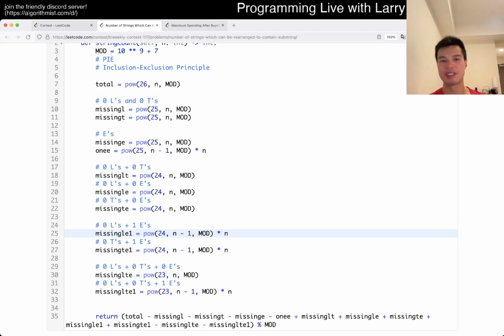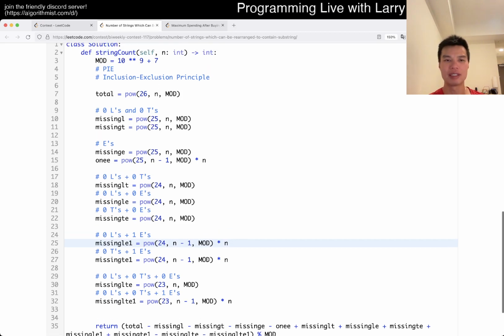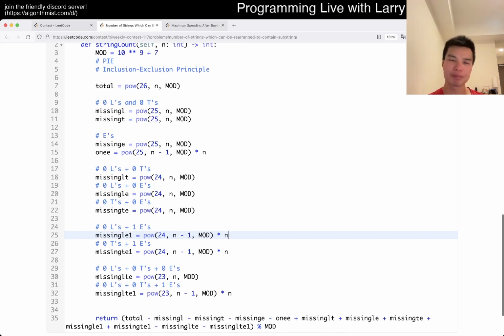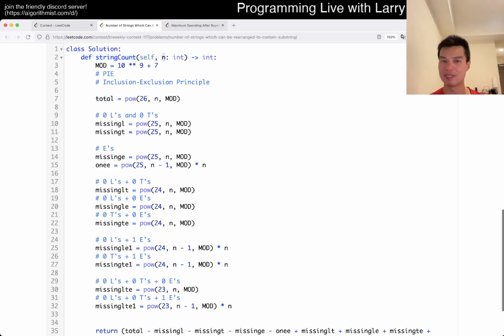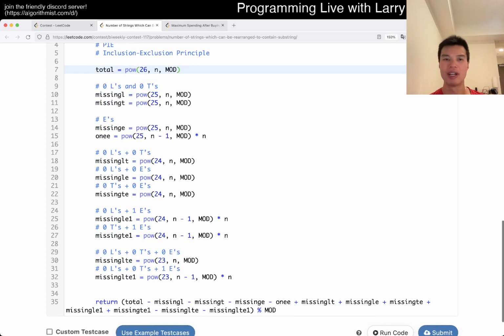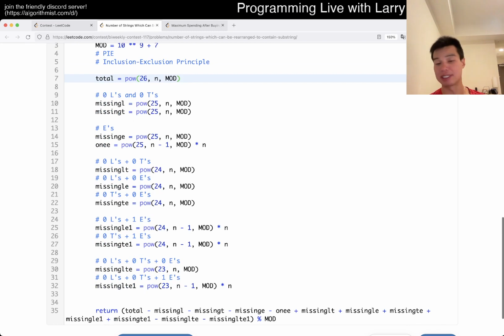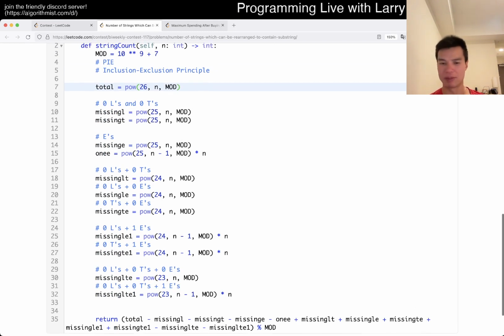Linear, because pow will do repeated doubling, which takes log of n time, and n has log n number of bits, so this is linear. And the same principle applies to all of them, so this is linear time, and space is also going to be the same for that reason, or however you want to count the mod.